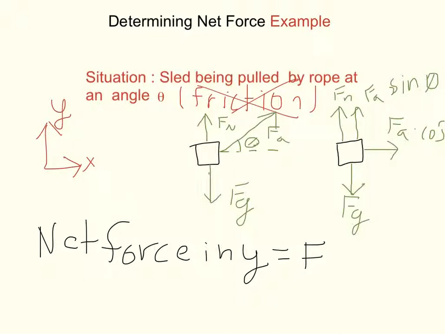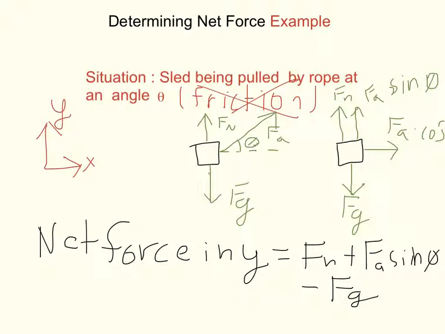So I'll have Fn plus Fa sine theta and then the only other force pointing in the y direction is the gravitational force. Since it's pointing in the negative y direction, that means I'm going to subtract it. So it'll be minus Fg.